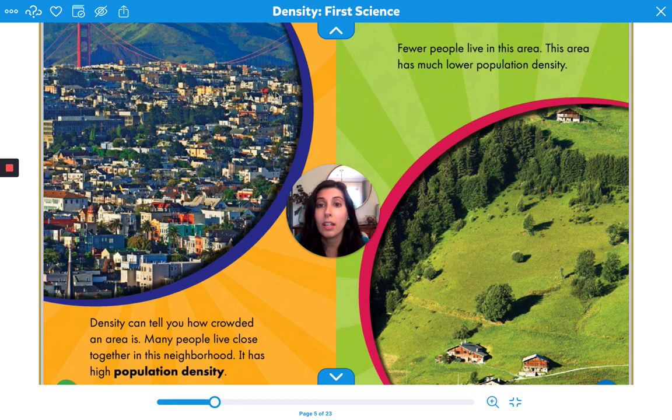So if you take a look at these two separate areas, this picture shows us a much denser population. Do you see how many houses there are? And they're all packed together. And then take a look at this picture. This shows us a population that's much less dense. Not many houses, not many people living there, and they're spread apart.